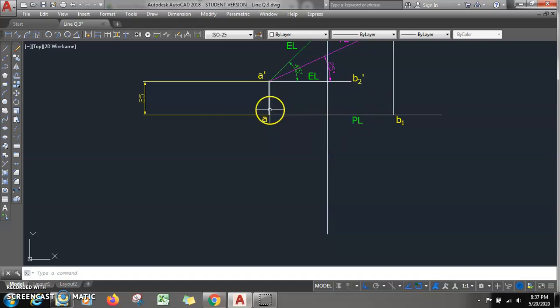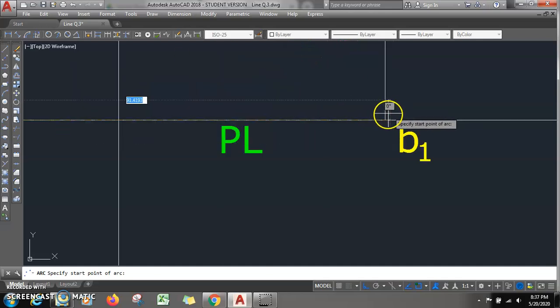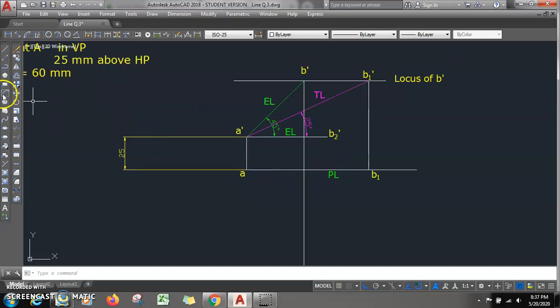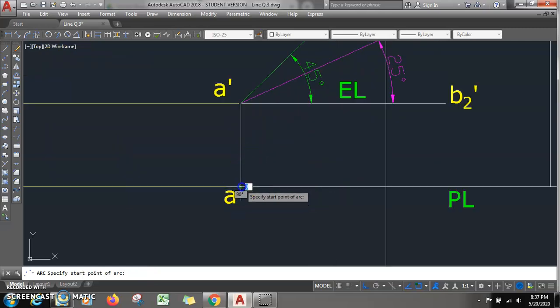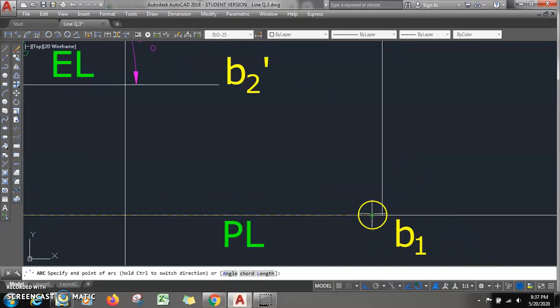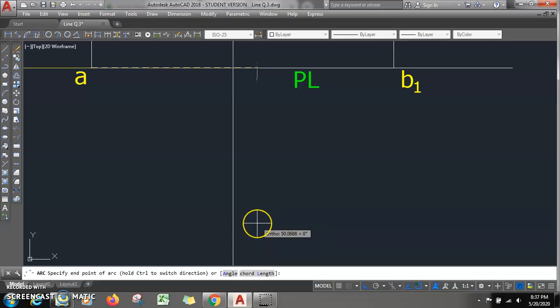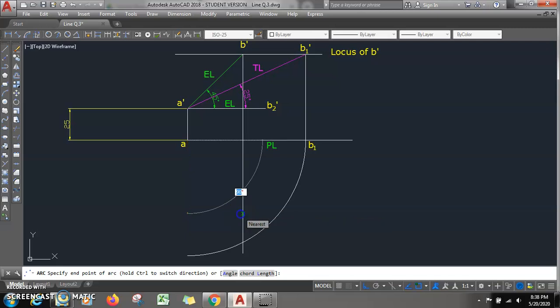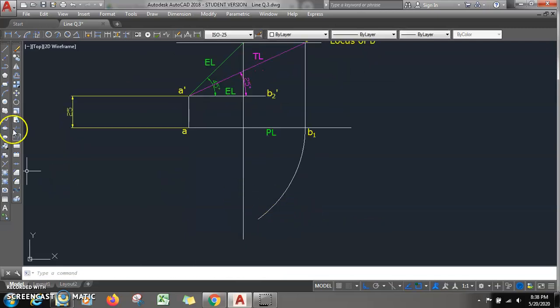So we will draw one arc keeping point A as the center and plan length as the radius. So the arc center will be point A, and point B1 will be the starting point. Take an arc. A is the center, and AB1 is the radius. Okay, draw the arc, and let me extend.